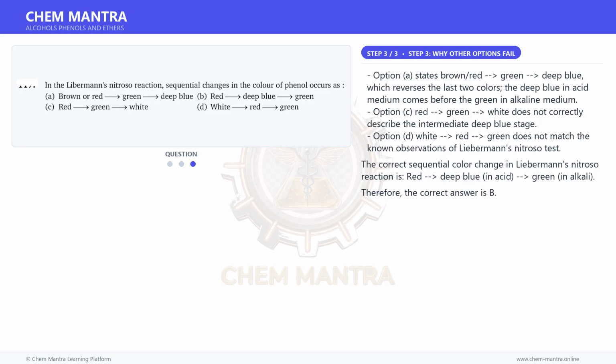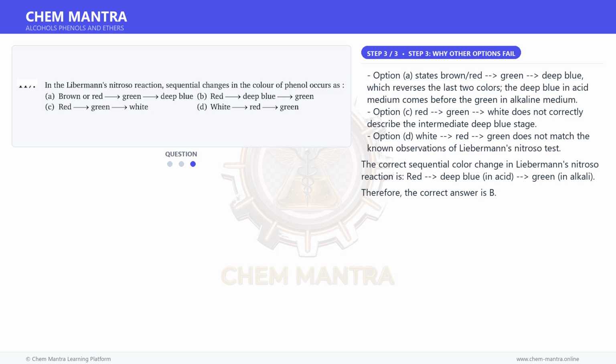And for the final step, option A states brown, red, green, deep blue, which reverses the last two colors. The deep blue in acid medium comes before the green in alkaline medium. Option C, red, green, white, does not correctly describe the intermediate deep blue stage.